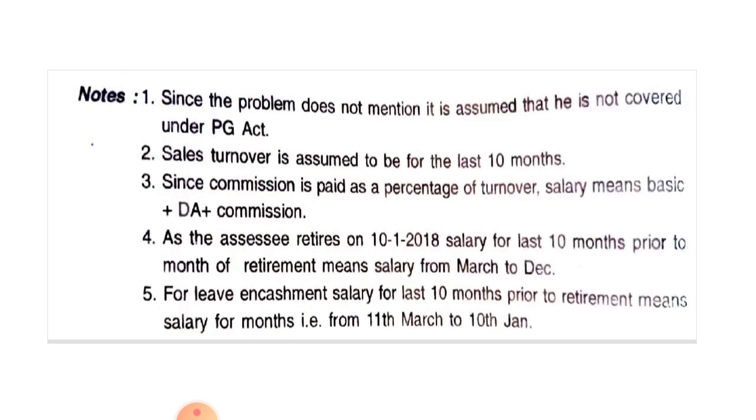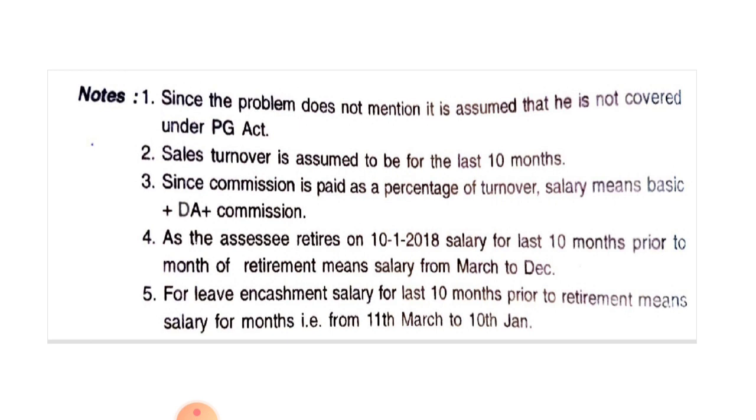Let us solve the problem. See the notes here. Since the problem does not mention, it is assumed that he is not covered under the Payment of Gratuity Act, as I explained. Next, sales turnover is assumed to be for the last 10 months, and since commission is paid as a percentage of turnover, salary means basic plus DA plus commission.